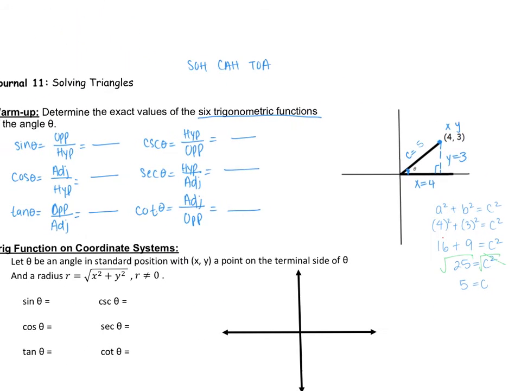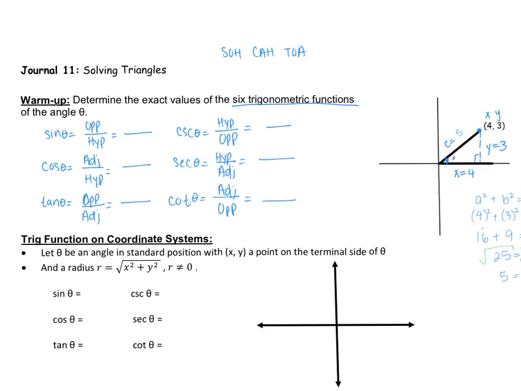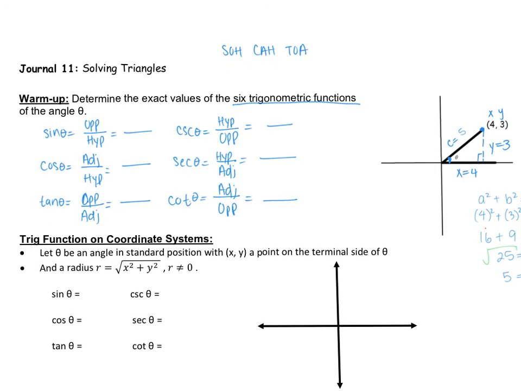So now that I have all the sides of the triangle, this makes it super easy to go ahead and figure out the ratios. Sine is just opposite over hypotenuse, so 3 over 5. Then the cosecant must be flipped, so this is going to be 5 over 3.